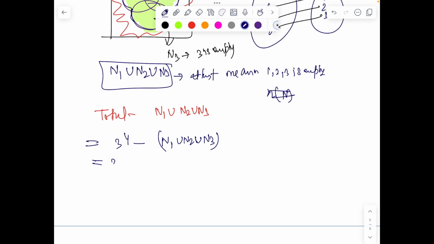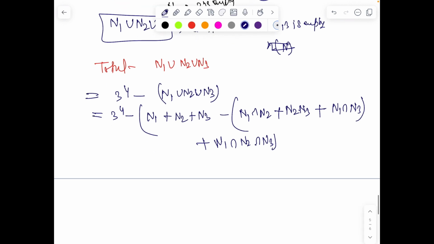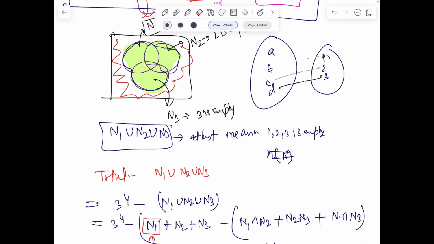I'm not using n of n because this of course represents the number of counts by my symbols. So this is n1 plus n2 plus n3 minus n1 n2 minus n2 n3 minus n1 n3, 3 possibilities, plus n1 intersection n2 intersection n3. So what is n1? n1 is all those functions where 1 is empty. 1 is empty means nothing is going to 1, right? So how to calculate this?